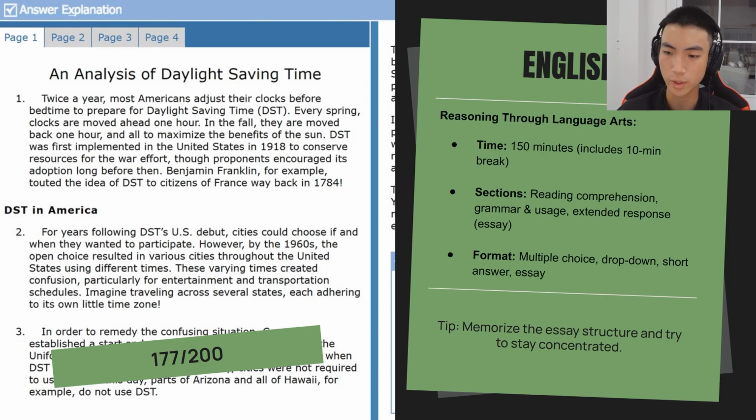There's 3 sections. There's the reading comprehension, there's the extended response, and the grammar usage. Or yeah, that's how it goes. And then the format is multiple choice, drop down, short answer, and writing an essay.